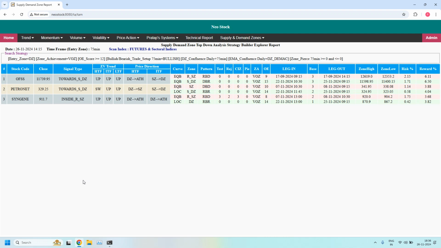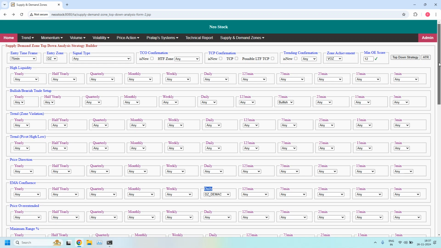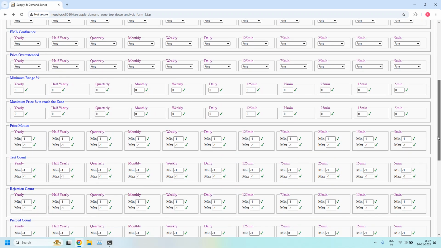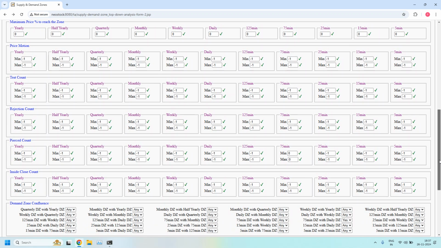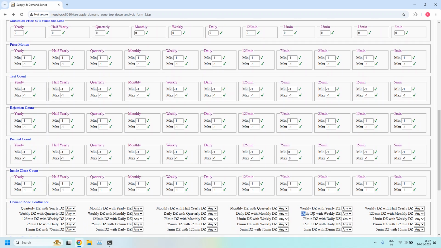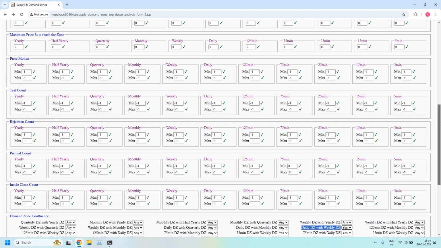Okay, next filter is about LTF, ITF and even HTF demand zone confluence. Sorry, demand zone confluence. So let's verify. First we need to remove this EMA filter. I removed it. So in the demand zone confluence, first filter is already enabled, that is daily with weekly, 75 minutes demand zone with daily zone confluence. Next 75 minutes demand zone with weekly demand zone confluence and daily demand zone with weekly demand zone confluence with all the three filters.